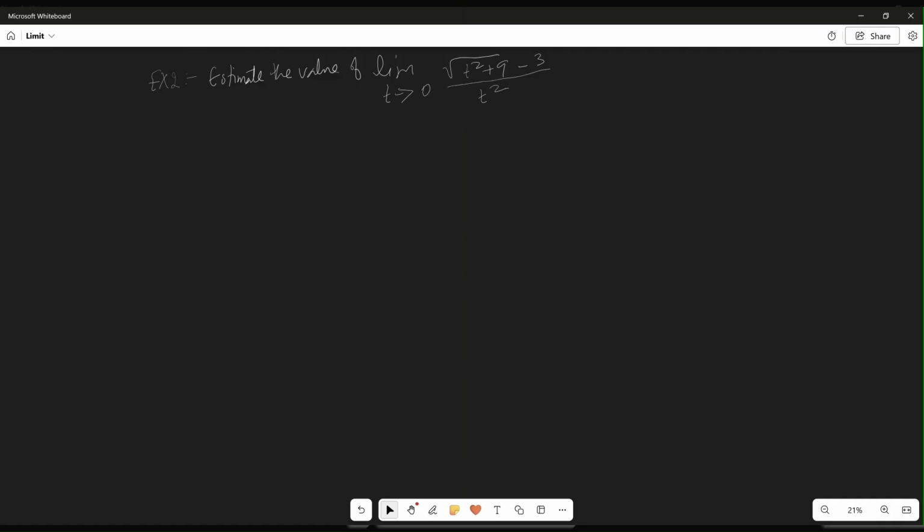So the first, as we are pretty much familiar, is we're going to plug in the closest values to zero. As we already know, at t equal to zero, this function is undefined. And you can even check that by plugging in the values, right? If 0 plus 9 over 0 squared, right? Square root of 9 is 3 minus 3, which is also 0 over 0, which is undefined. So what we're going to do is take the closest values to 0 and try to see the limit of this function.